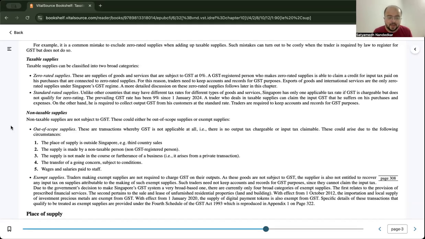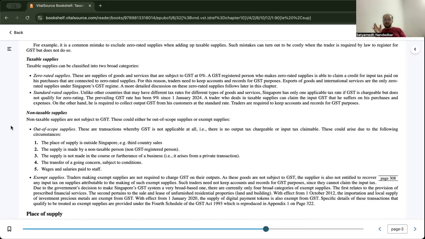Then, exempt supplies. Traders making exempt supplies are not required to charge GST on their outputs. As these goods are not subject to GST, the supplier is also not entitled to recover any input tax. Now, I want you to understand how GST law actually functions. Saying that GST is not applicable means they are outside the scope of GST. Saying that GST is exempt means you are not supposed to collect GST. These supplies are within the scope of GST, but we are not charging any GST.